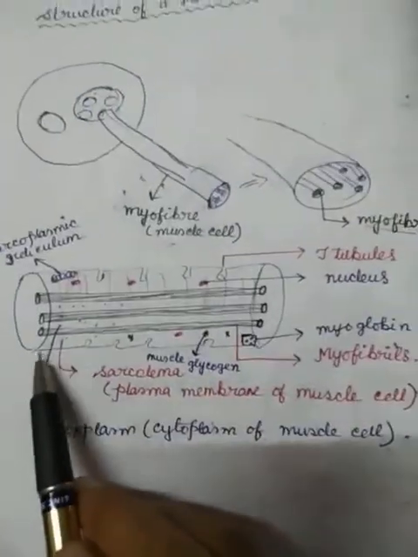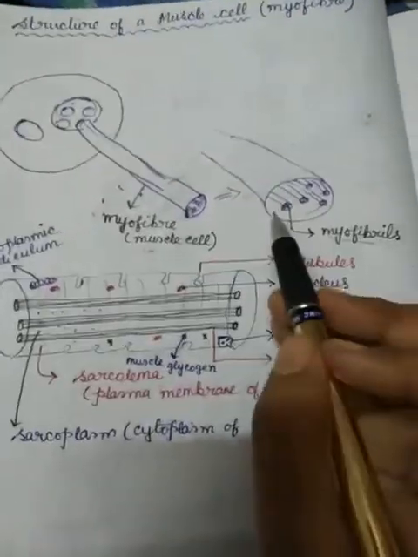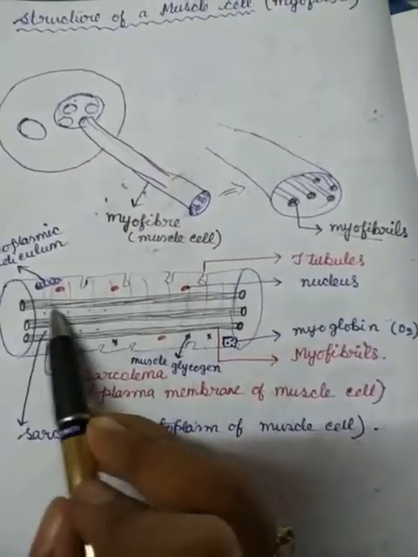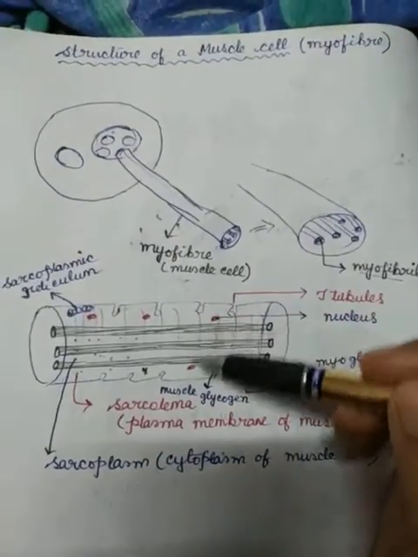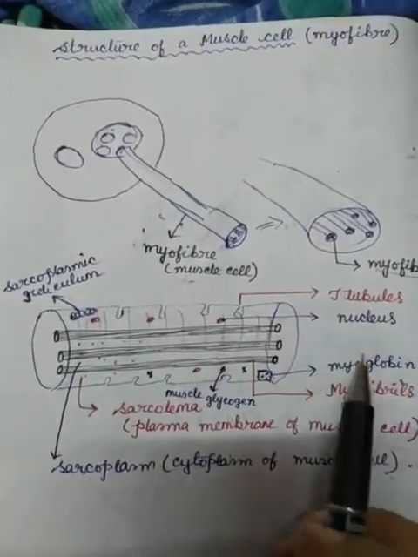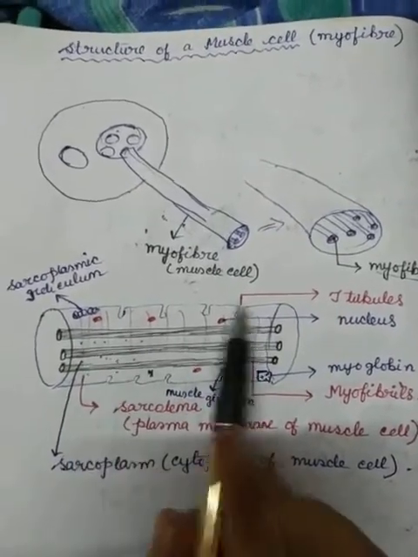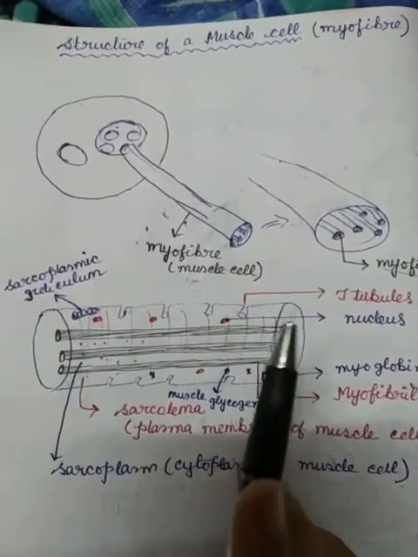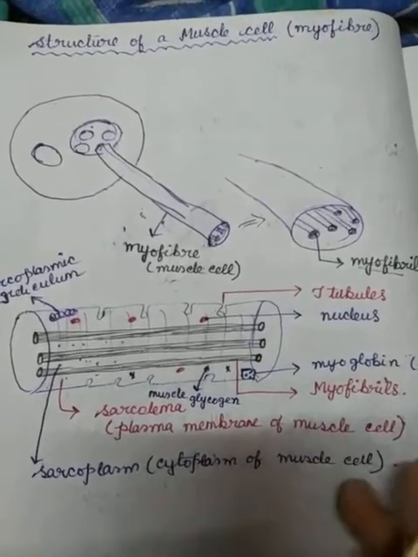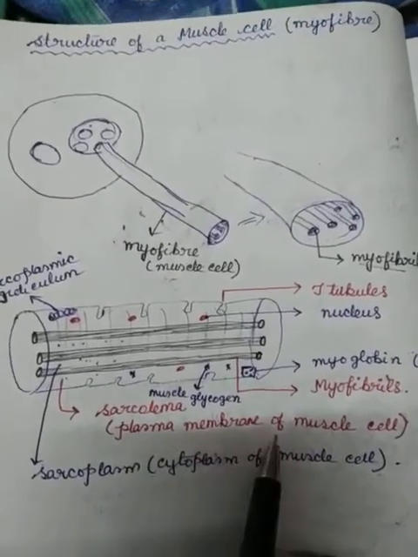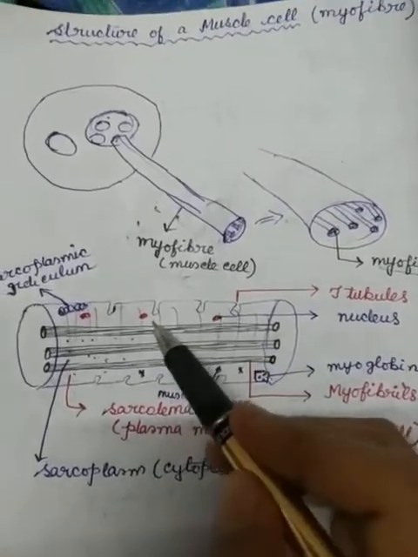See, here I have shown the zoomed view of the myofiber, cylindrical, and within this small myofibrils are present. See, these are the myofibrils. The outermost part, the cell membrane or plasma membrane of this entire muscle cell, is called sarcolemma. This is a cylindrical cell which is called the muscle cell, or myofiber. We know that a cell is covered by a cell membrane or plasma membrane. So here the plasma membrane of the muscle cell is called sarcolemma.